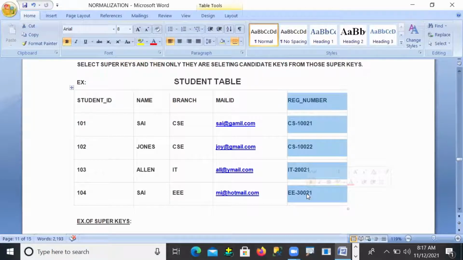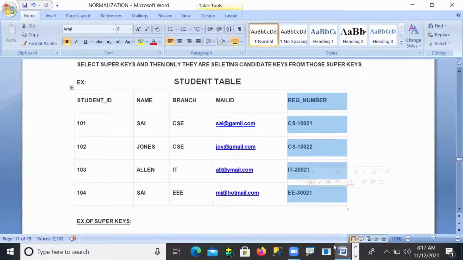Total three super key columns are there. Okay. So this is what we call super keys. A super key column is nothing but identifying each row with a unique number or with unique values, then it is called a super key.